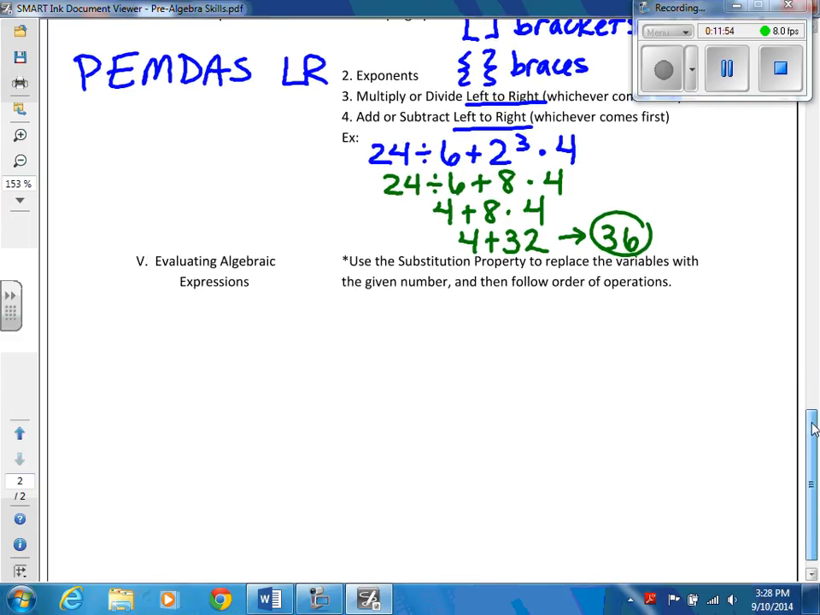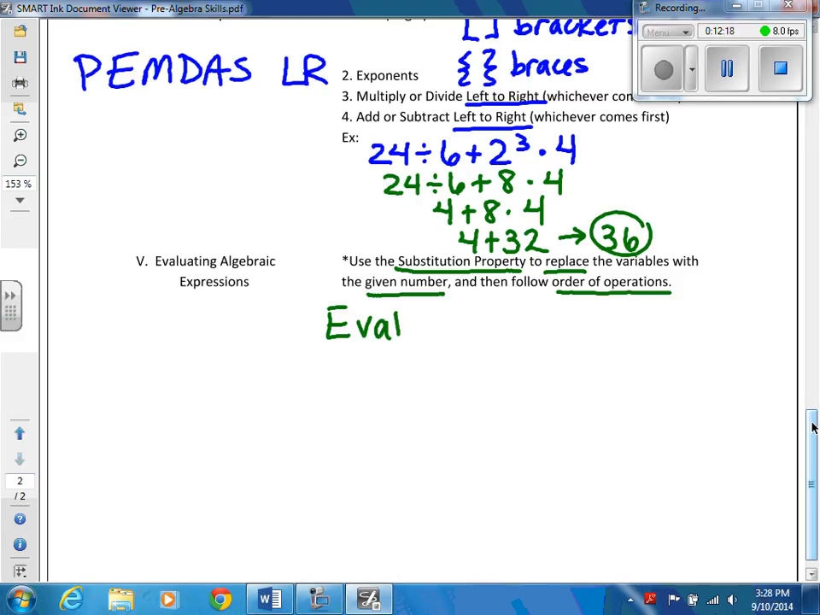The last topic kind of hinges off of order of operations, and that's evaluating an algebraic expression. The only difference between the two is that this one has letters that you have to replace, and order of operations is basically numerical. You are using the substitution property. You are replacing the variables with a given number and then following those order of operations. Right, so I'm going to give you a pretty basic one just to show you what I'm talking about.